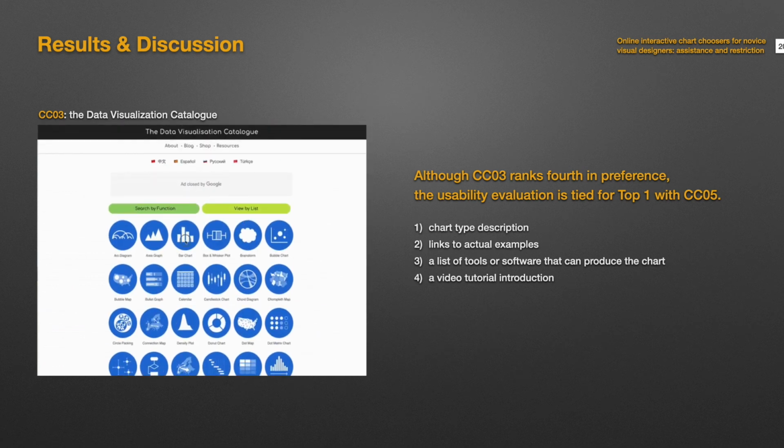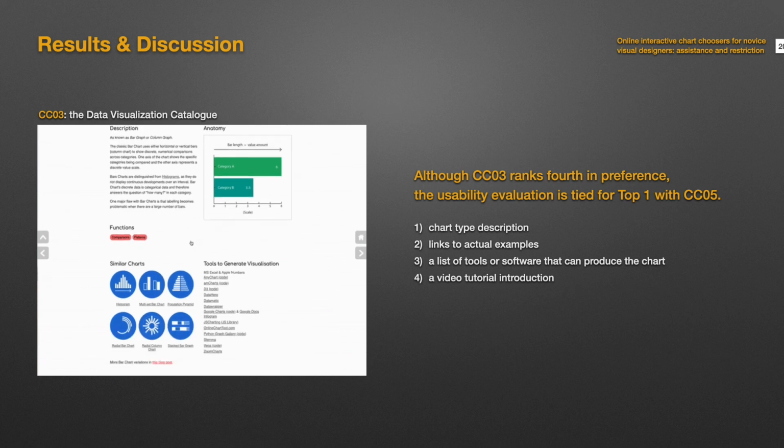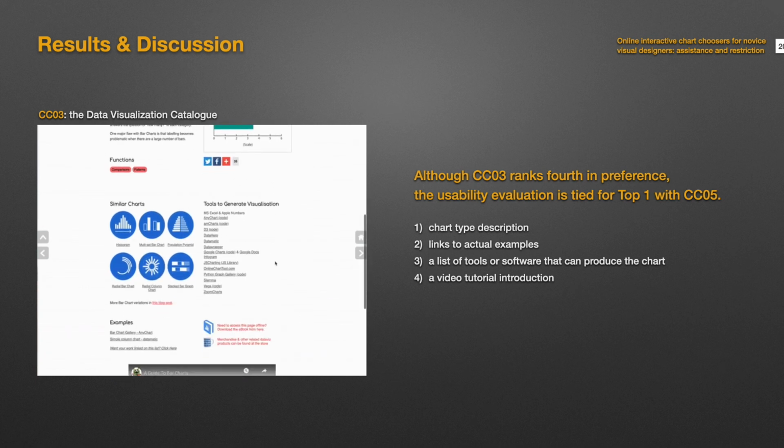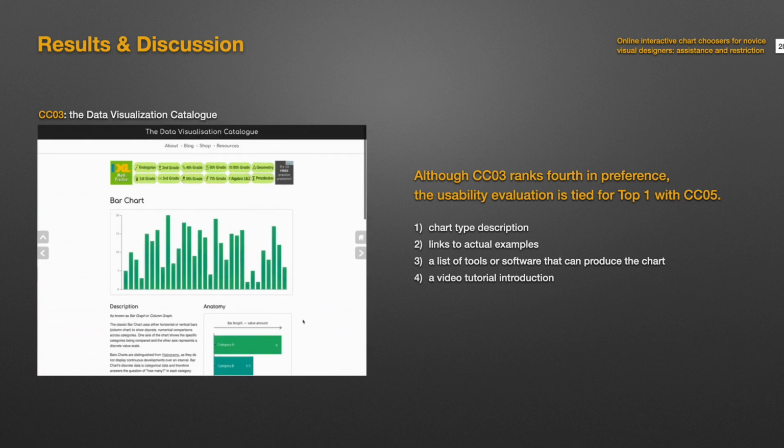CC03 has the most features in the 6 online interactive chart choosers. In addition to the chart type description, there are links to actual examples, a list of tools or software that can produce the chart, and a video tutorial introduction. For beginners to visualize charts, it helps a lot.